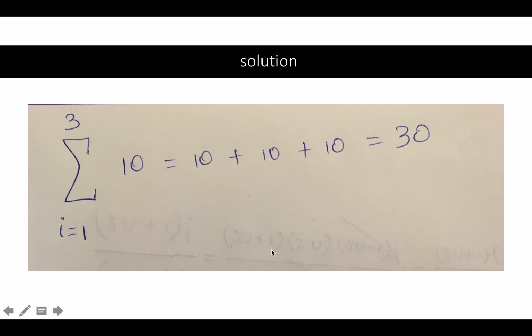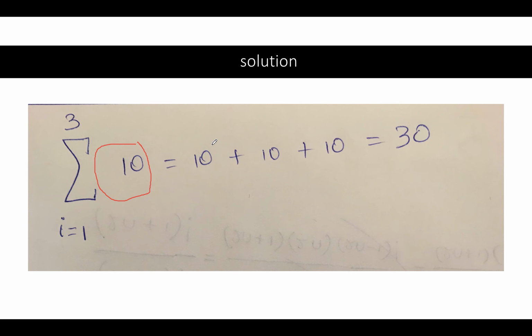Next one. Told you it was a very simple problem. Find the sum. Here, there's no i. Let me get my pen. There is no i here. So if there's no i, there's nowhere to plug 1, 2, and 3. Because there's nowhere to plug 1, 2, and 3, you have to do the sum how many times?